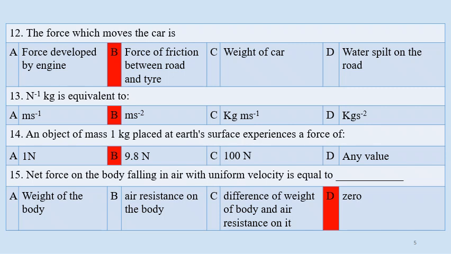Why is weight of the car not correct? Because weight acts vertically, not forward. And water spilled on the road: water spillage is irrelevant here in this concept.